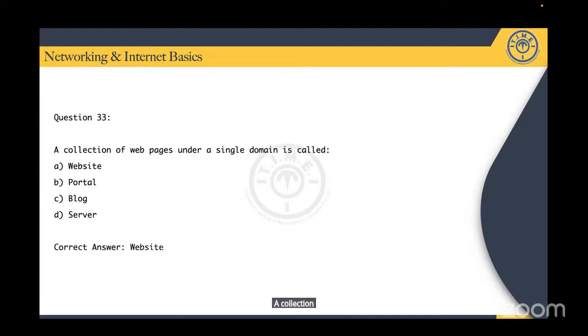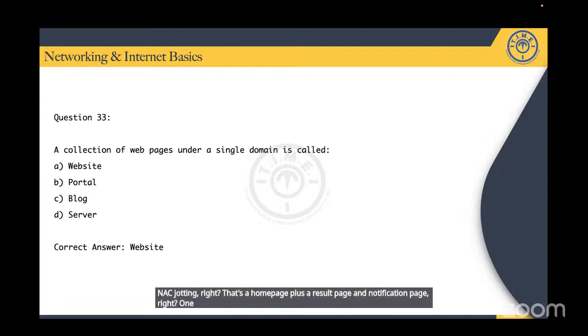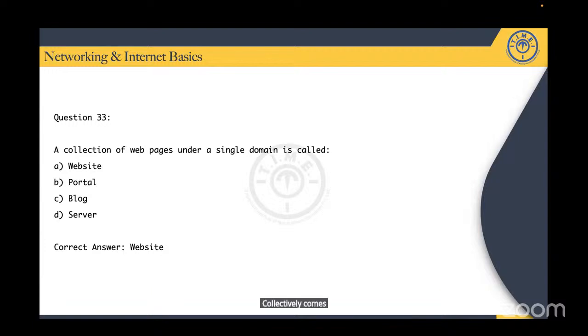A collection of web pages under a single domain is called a website. It's a very direct question. Whenever you see multiple pages accessed using one domain name, the correct term is website, right? For example, www.google.com, or let's take the SSC, www.ssc.nic.in. That's a home page plus result page and notification page. We have multiple pages like home page, result page, notification page, which collectively come as one website.